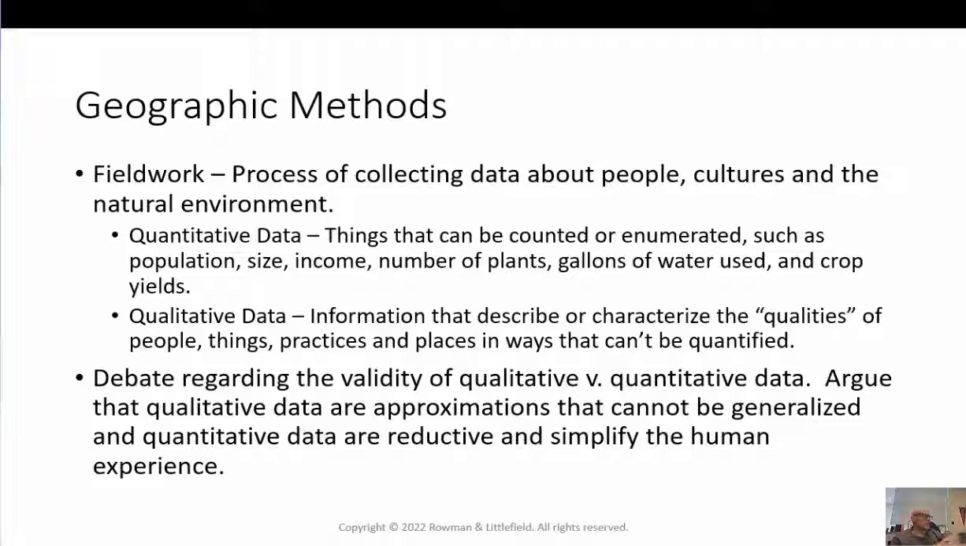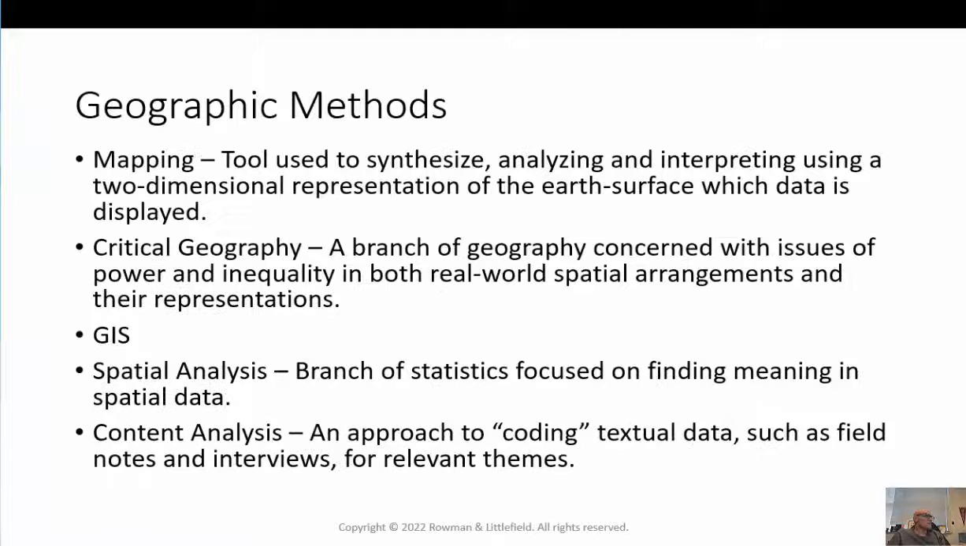Me personally, I like working with quantitative data because we can run statistics on it. But there is also qualitative data that describes qualities, descriptions that can't be quantified in numbers, drop-downs, things like that. We can also debate the validity of qualitative versus quantitative data and look at the validities of each of these, because this class is largely going to focus on mapping and spatial analysis.